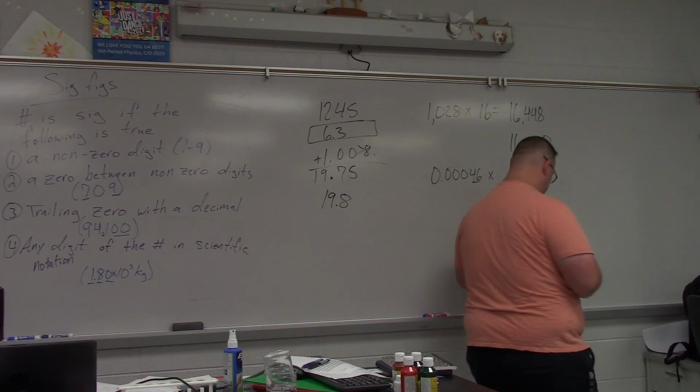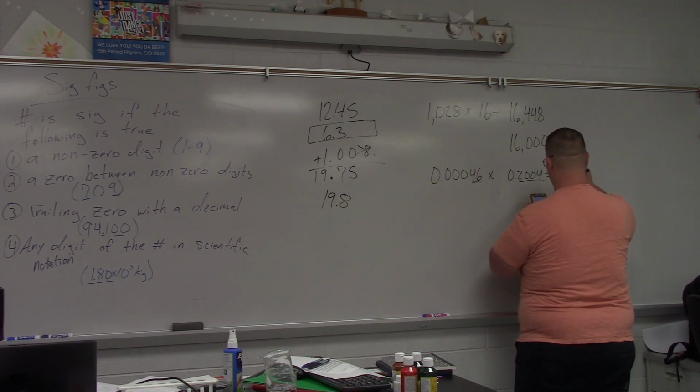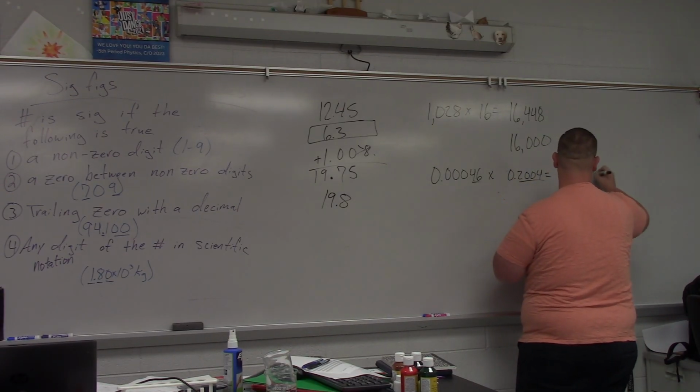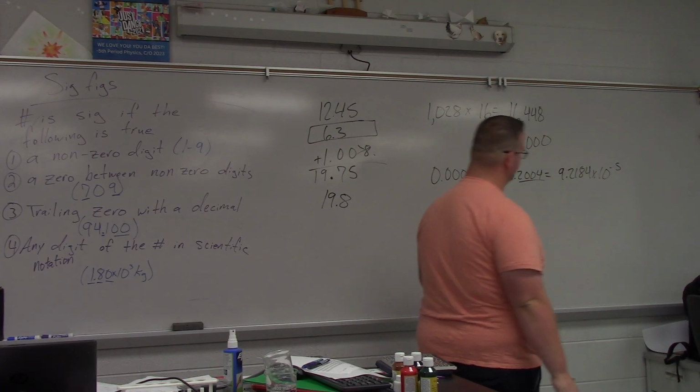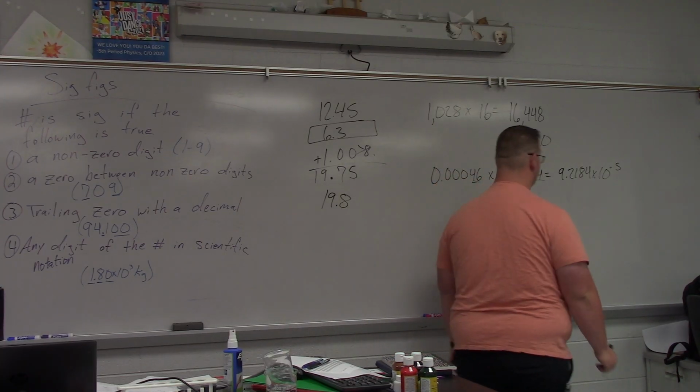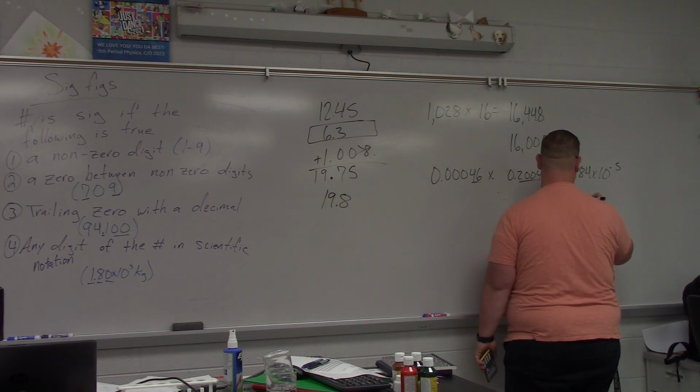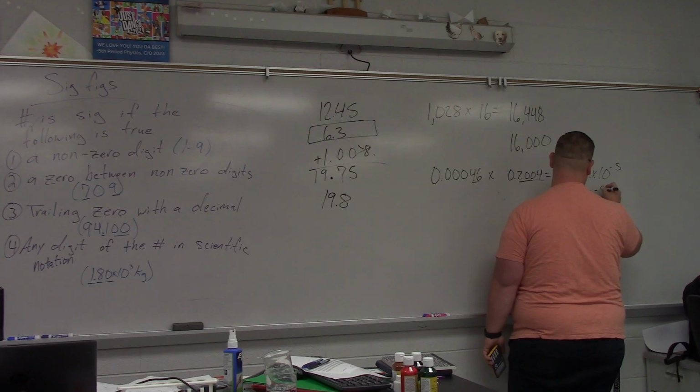All right, so if you do this, you get 9.2184 times 10 to the negative 5th. But I'm only supposed to have how many sig figs? 2, so it's just 9.2 times 10 to the negative 5th.